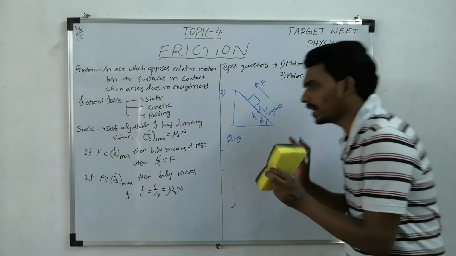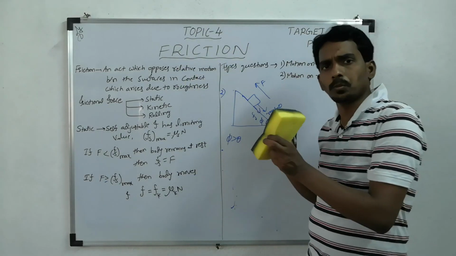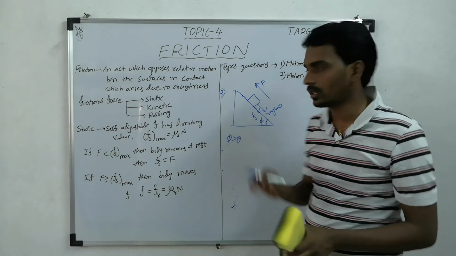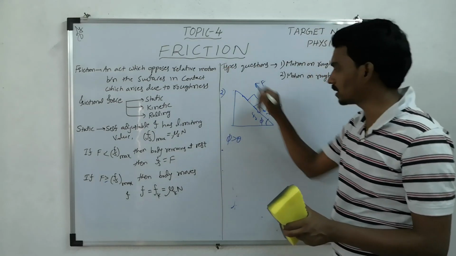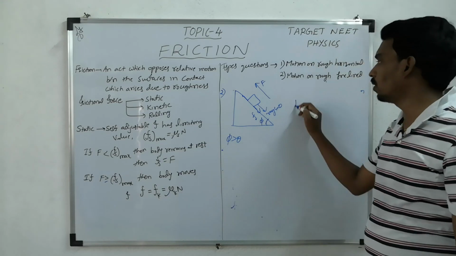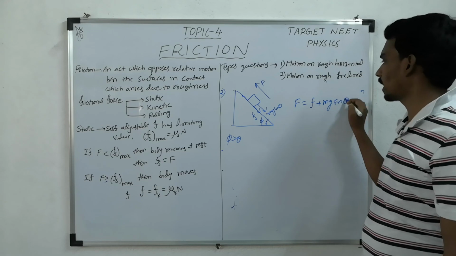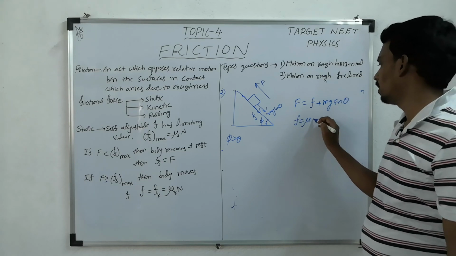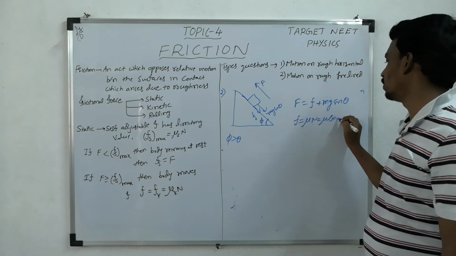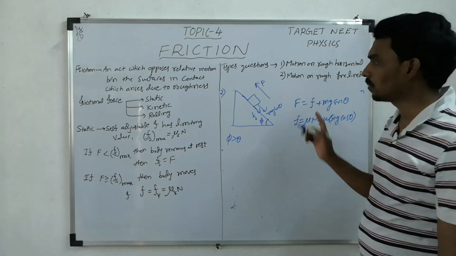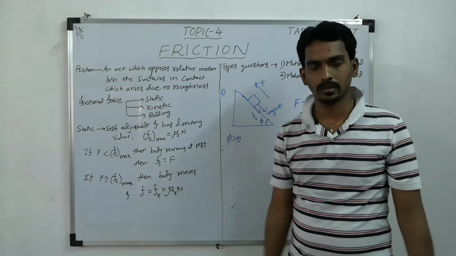Why? Because now you are trying to push the body upward, and friction opposes the motion. It is ready to move up, which means the friction is downward. Then the force required to move it up becomes F plus mg sin theta, where F is again mu N, so mu into mg cos theta. This is the force required to move the body up.